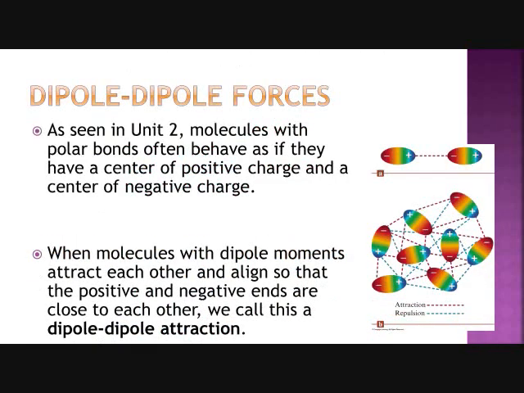The first type of intermolecular force we're going to talk about is called a dipole-dipole force. So as we saw in Unit 2, molecules with polar bonds often behave as if they have a center of positive charge and a center of negative charge, meaning they have a dipole moment. And remember, we drew arrows with dipole moments, right? Where the arrow pointed towards the negative side, and then it had a plus side by the positive side. Which side is more negative? When molecules with dipole moments attract each other and align so that the positive and negative ends are close to each other, we call this a dipole-dipole interaction.